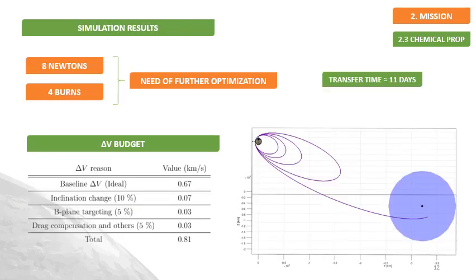After an iterative process, it has been reached a solution using only 4 burns concentrated at the beginning of the mission and using a maximum of 8 newtons. That would leave a very short transfer time of approximately 10 days and a total delta V, including margins such as drag, of 0.81 km per second. Finally, although it would require a larger satellite, it has been decided to go for the chemical propulsion.